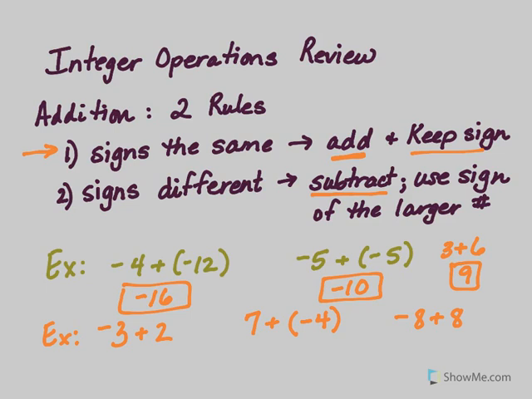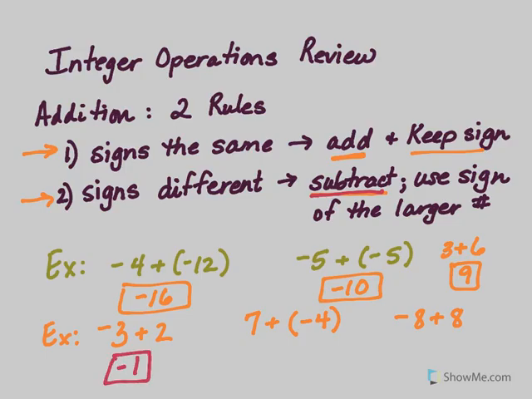Okay, look at the next line. Now we've got different signs, don't we? So this is rule number 2. So -3 plus 2 means I'm going to subtract the two numbers, right? Which 3 minus 2 is 1, and I'm going to use the sign of the larger. So 3 is bigger than 2 and it's negative, so my answer is -1.